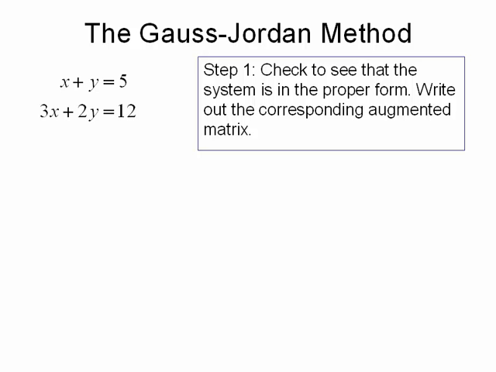And our first step is to check to see that the system is in the proper form and write down the augmented matrix. So we're going to strip off the x's and the y's, and we'll be just left with the coefficients on the left, the constants on the right. So I'll end up with the first row being 1, 1, 5, and the second row being 3, 2, 12.